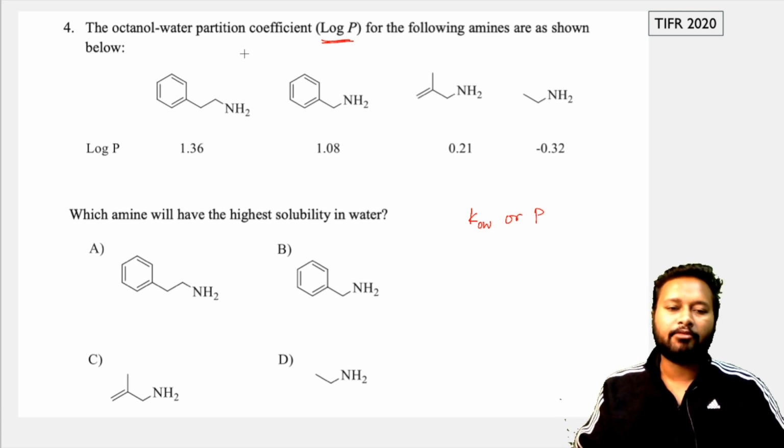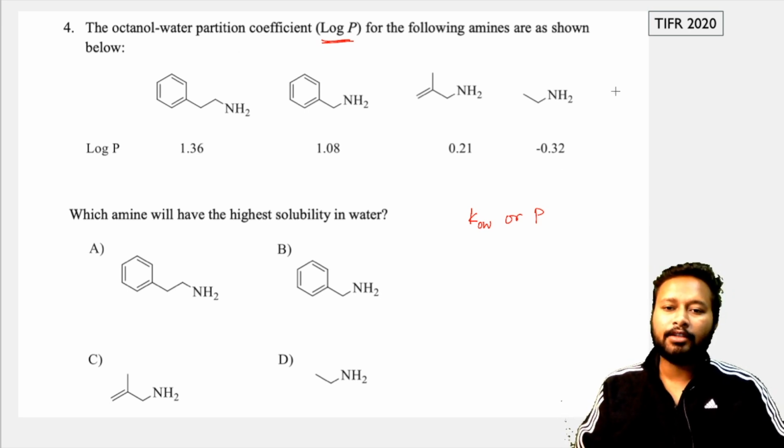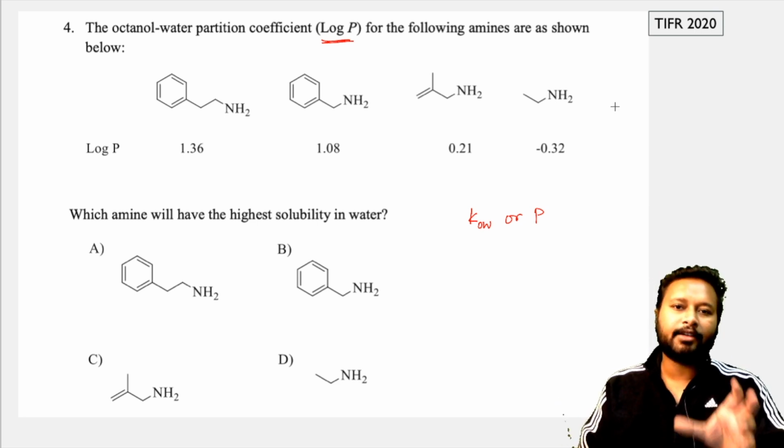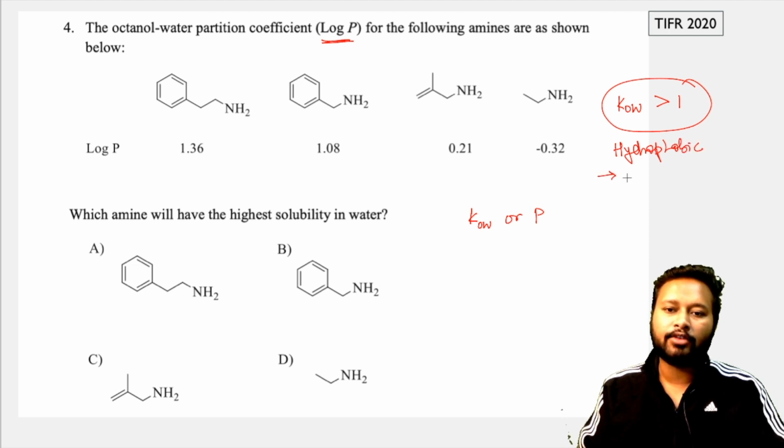Generally for ligands, it is calculated how hydrophobic or hydrophilic they are. Just so that you remember it, I am giving you the exact idea: if your KOW is greater than 1, it means it is more hydrophobic. Hydrophobic means it is going to dissolve in fat or lipids, so it dissolves in those kinds of solvents, not in water.